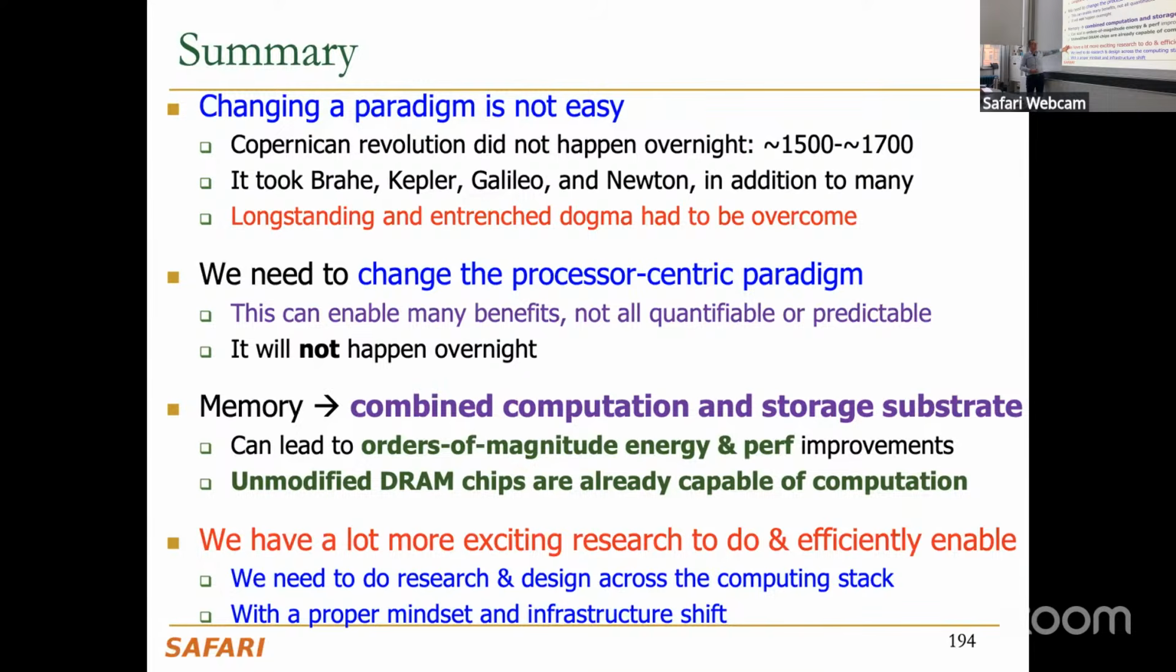I think theoreticians probably need to look more into building a more data-centric or memory-centric theory of computation. That's not happening as far as I can see. And also, this requires a proper mindset and infrastructure shift that cannot happen overnight. It requires a lot of effort, basically.